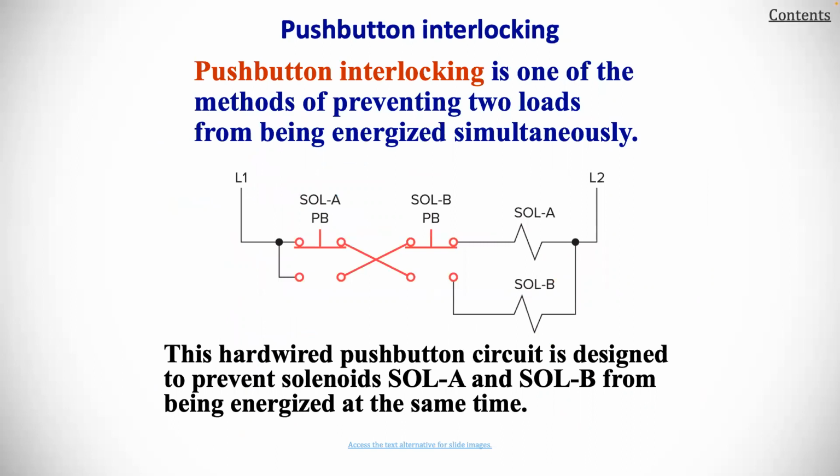Push button interlocking is one of the methods of preventing two loads from being energized simultaneously. The hardwired push button circuit is designed to prevent solenoids Sol A and Sol B from being energized at the same time.